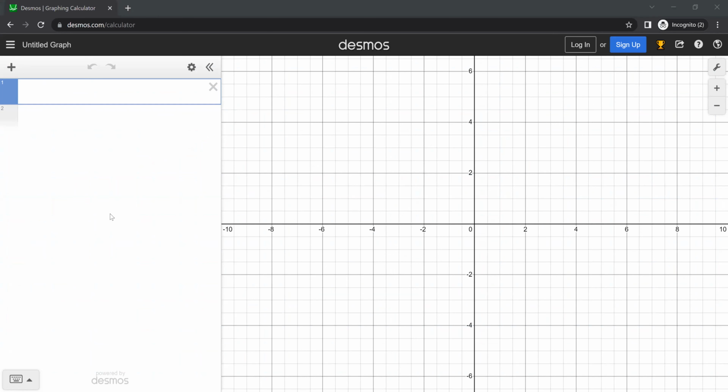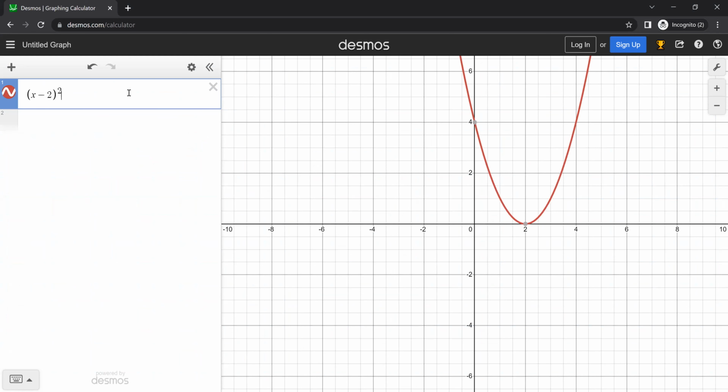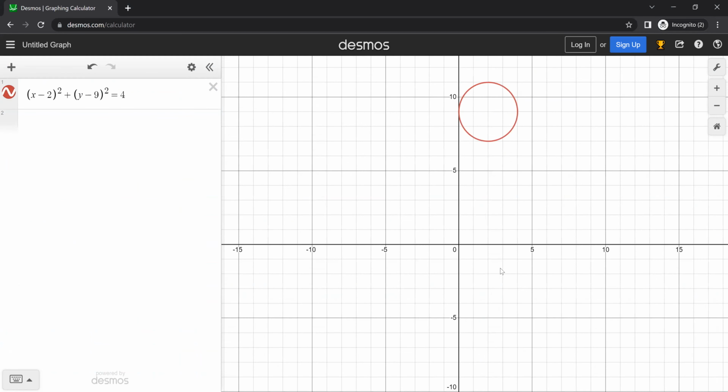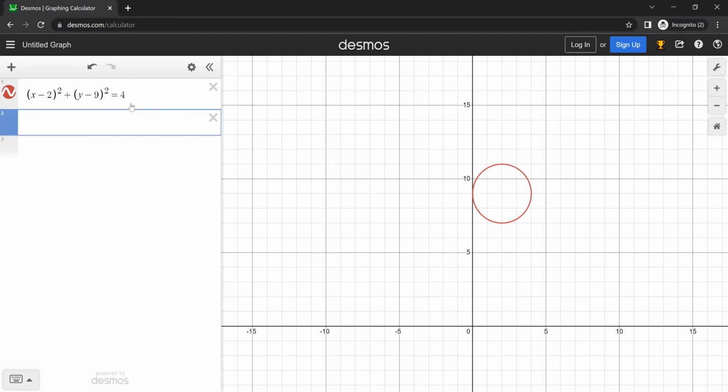So here's what I'm going to do, Sourish. I'm going to graph the equation. And if I've graphed it correctly, I go to the center. We already found that the center is 2 comma 9. You see that? Yeah. Will you excuse me? I'll be right back. Sure.